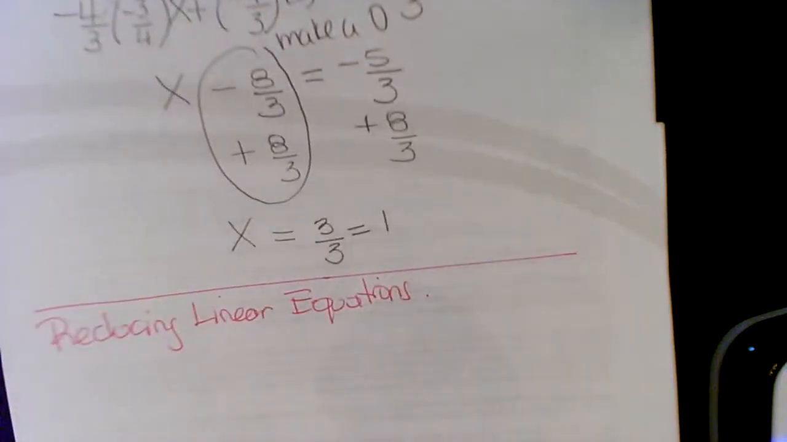Okay, so we're going to reduce every linear equation in one variable to the form ax plus b equals c. There are several ways this kind of equation can be complicated. So we're going to be looking at the three most common ways.